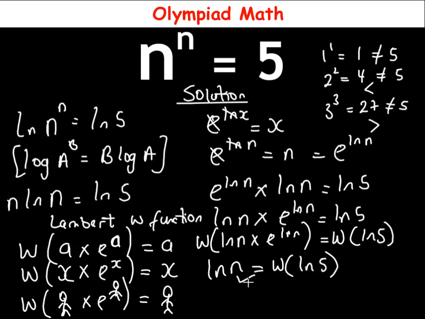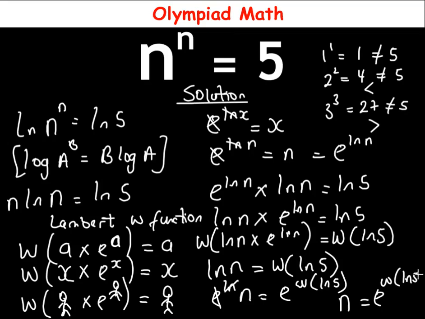To then solve for n, I'm going to remove this ln. To remove it, I'm going to bring in e to both sides of the equation. So e to the power of ln n is equal to e to the power of W of ln 5. ln and e cancel, and what you have is n is equal to e to the power of W of ln 5. With this, you've gotten the value of n.